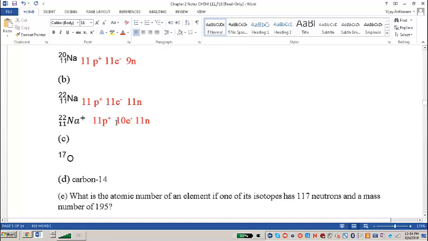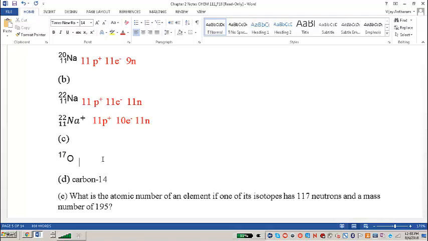What if this lost 2 electrons? It would be 9 electrons if it lost 2 e minus. If it lost 3 electrons, it will be 8 electrons. So like that. Remember, metals lose electrons, nonmetals gain electrons.